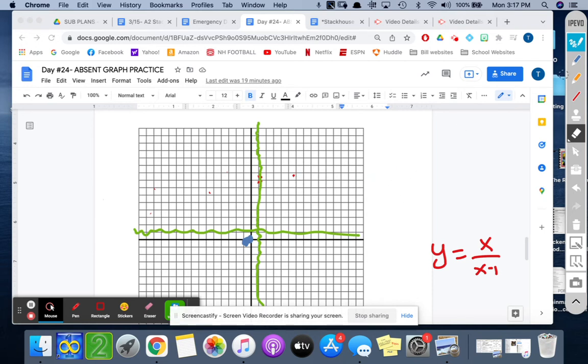Now what's left is I've got to pick numbers on the left side and the right side. So if this is at 1, pick any number to the left. Let's keep it simple. Let's go with negative 2. So y equals negative 2 over negative 2 minus 1. So negative 2 over negative 3 comes out to be positive 2/3. So it's going to be just under this asymptote up here, at about 0.66.